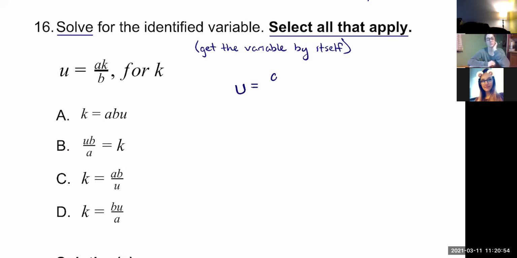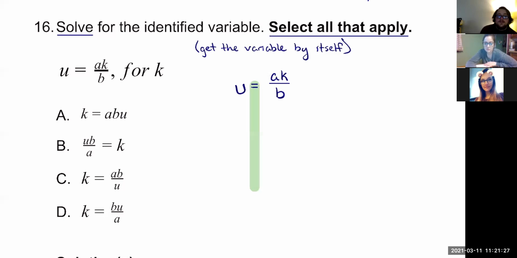So we have an equation here. U equals A times K, all divided by B, and we're trying to get which variable by itself? K. We want K by itself. So let's just focus on that. Which side is K currently on? The right. So the right side has got my focus first. K is currently being multiplied with A, but all of that is being divided by B.